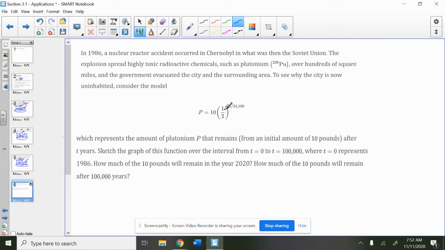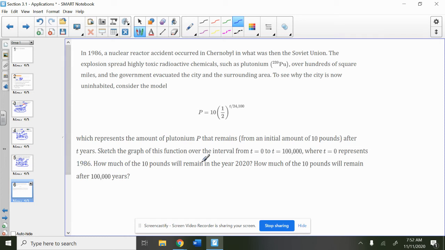This is a decay problem because your value here that has the exponent is between 0 and 1, as we learned in the last video. So that means it's decaying. So this is going to start out like this and then curve down. It represents the amount of plutonium. Starting with 10 is where that 10 is coming from. We start with 10 pounds of it, and how much is left after a given time? We're going to sketch a graph from 0 to 100,000. And so it says t is the time since 1986. How much will remain in the year 2020?